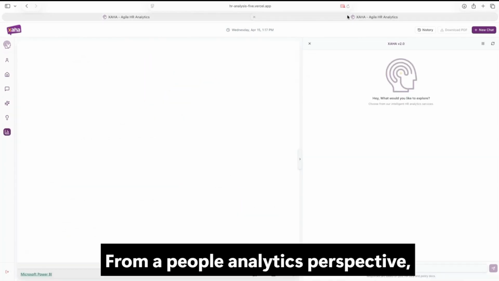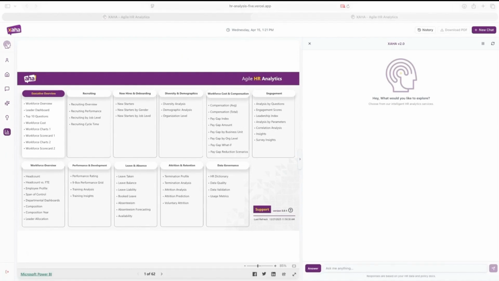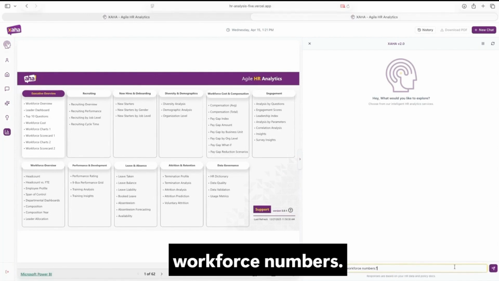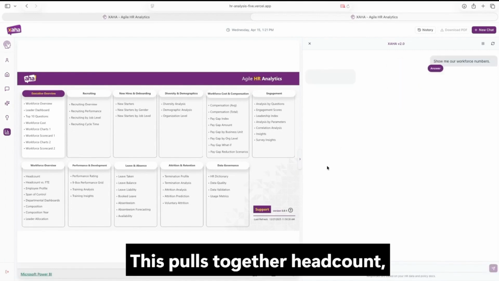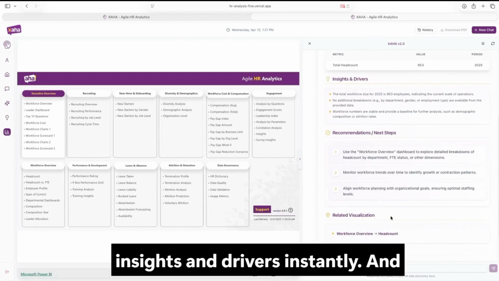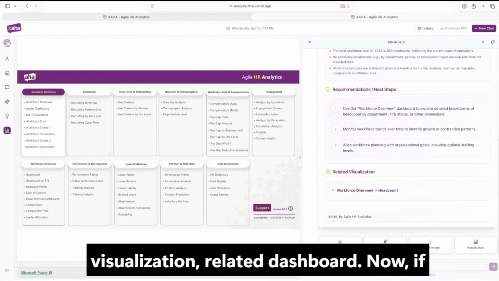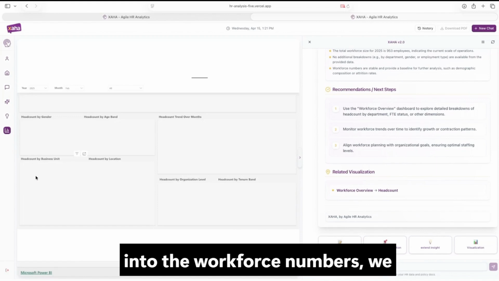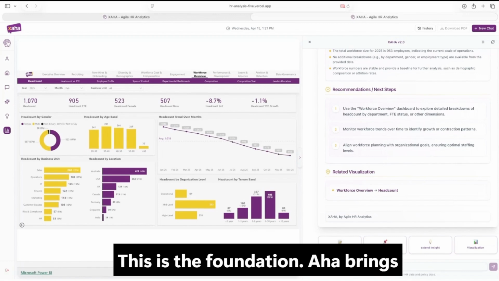From a people analytics perspective, the question is broader. Let's start very broad. Show me our workforce numbers. This pulls together headcount, attrition, recruitment activity, insights and drivers instantly. And from here, there's a related visualization, related dashboard. Now, if we want to go deeper into this headcount, into the workforce numbers, we move into our existing AHA dashboards. This is the foundation.